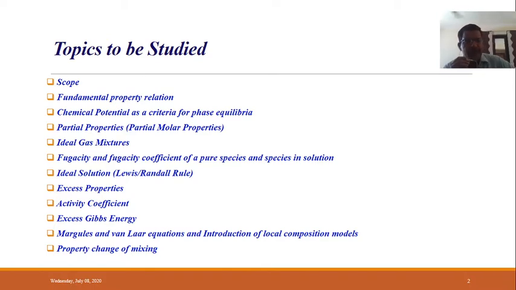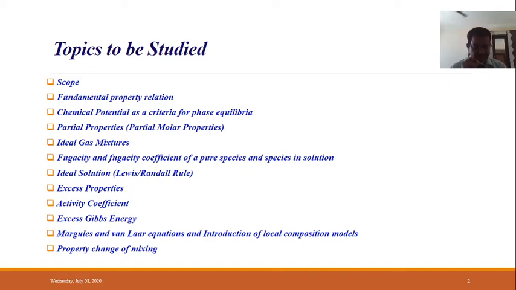So the fugacity coefficient and activity coefficient play a very important role in VLE calculations, vapor liquid calculations, as well as liquid liquid equilibrium calculations, right? So this is a very important aspect. So these models we need to study, and then finally we have to see property change of mixing, because in solution thermodynamics it is related to change in composition, change in temperature, change in pressure, and we have to see the effect of all these three parameters.